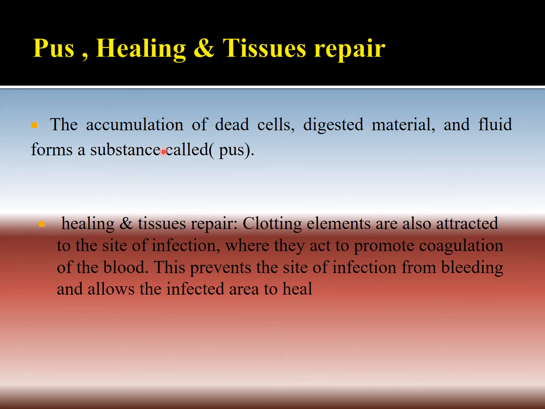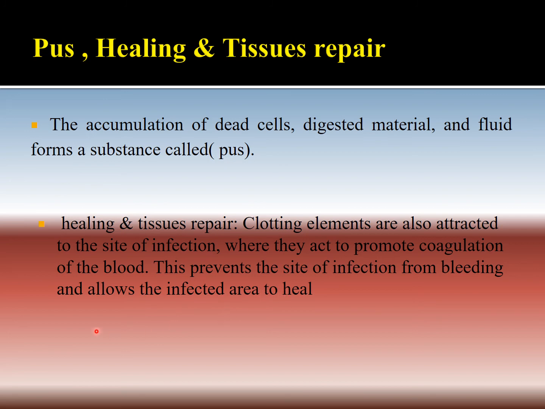Then the end of inflammatory response by the accumulation of dead cells, digestive material and fluid forms a substance known as the pus. After that, the final step will be healing and tissue repair, and this will be done by the clotting elements, which are also attracted to the site of infection where they act to promote the accumulation of blood, and this will prevent the site of infection from bleeding and allow the infected area to heal.